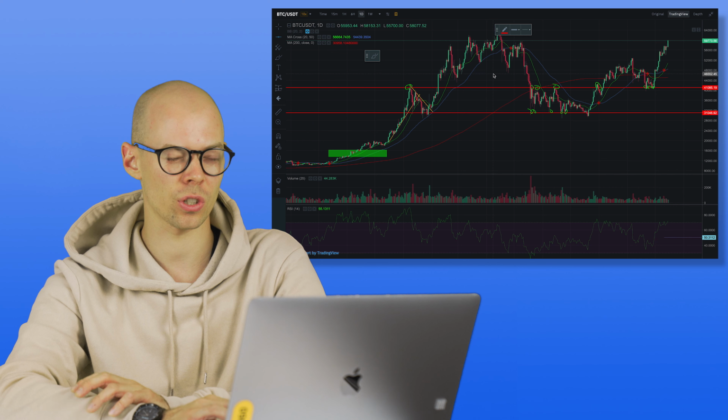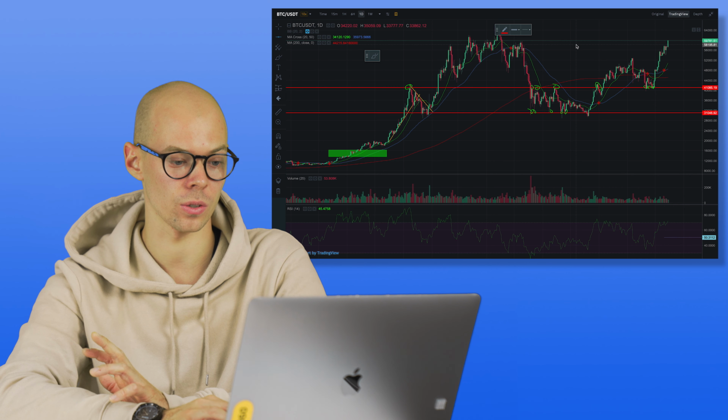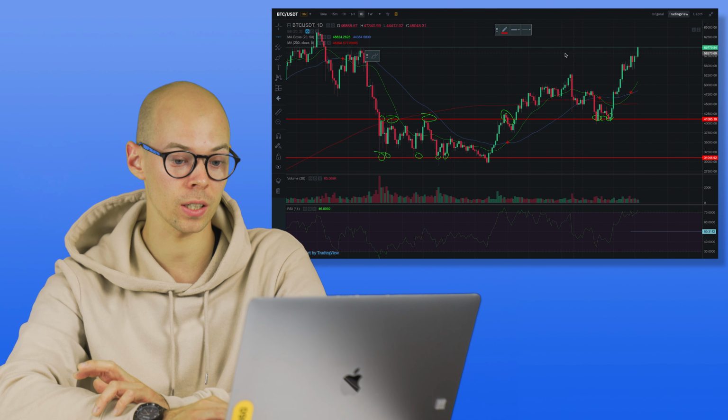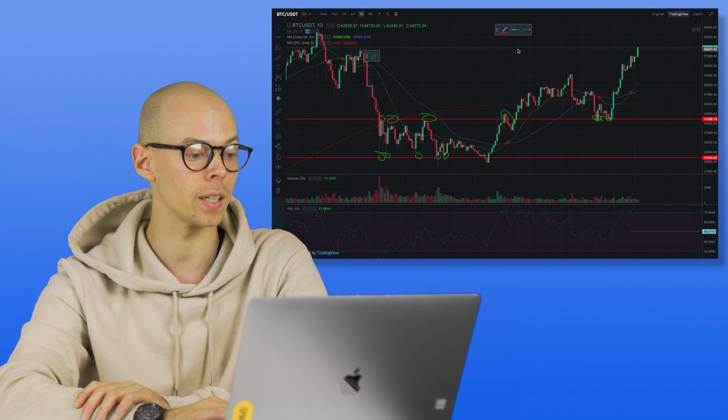Now, jumping back into resistance lines and support lines very quickly, the market currently is breaking through a resistance line.